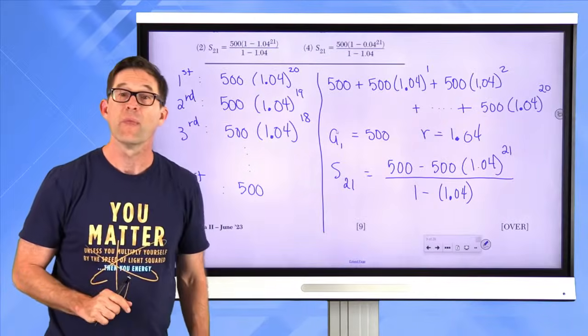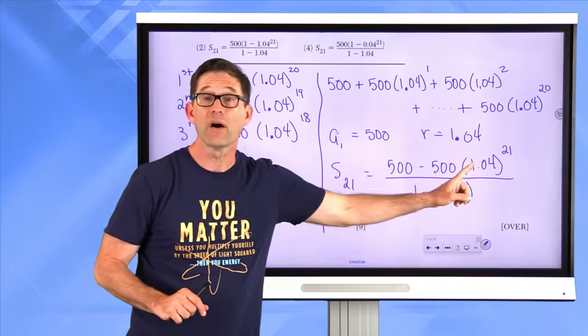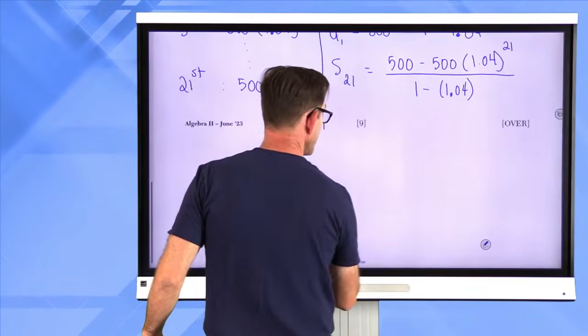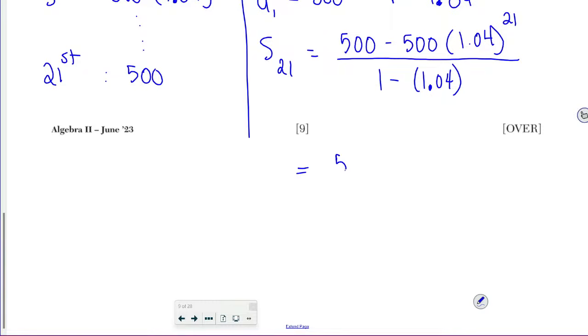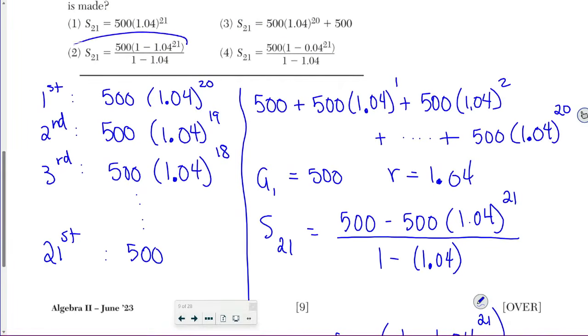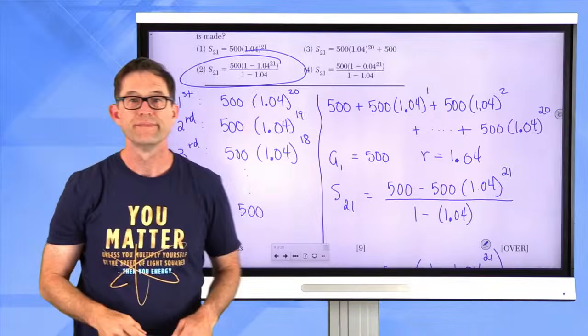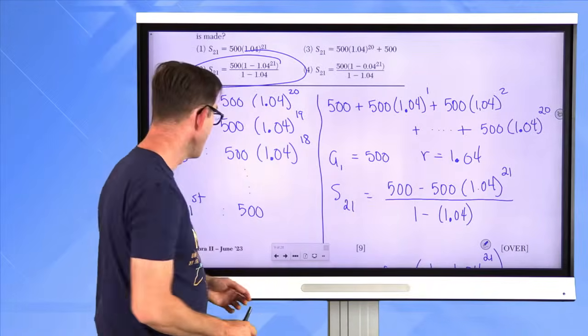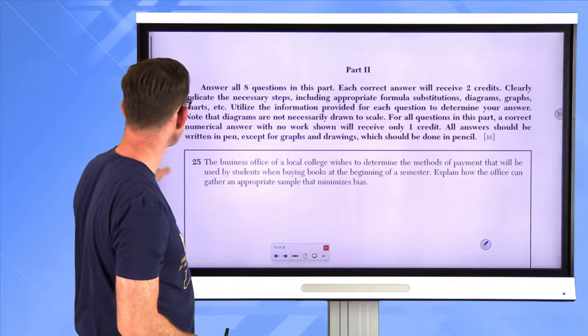Okay? And now we could factor a 500 out of both of these things just to make it look like the choice. And that will be 500 times 1 minus 1.04 to the 21, all over 1 minus 1.04. And that is choice 2. All right, that's it. And that is the end of our multiple choice problems.